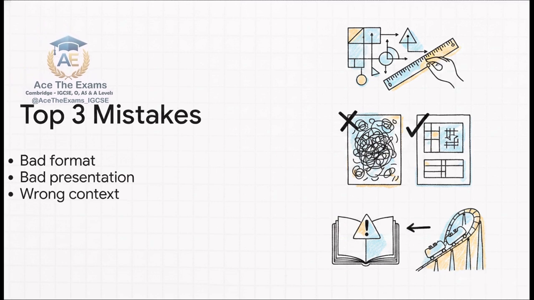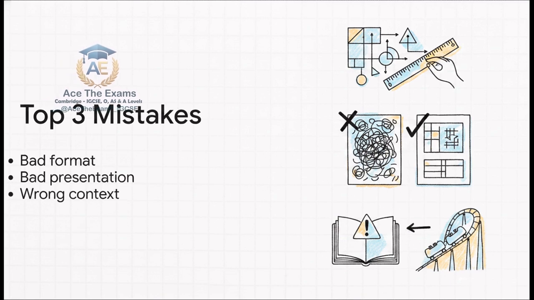Number 2, failing to check presentation. Strict conventions really matter in science. Use proper headings and tables. Draw incredibly clear ruler-straight annotations on your Sankey diagrams. And for goodness sake, make your mathematical working legible.